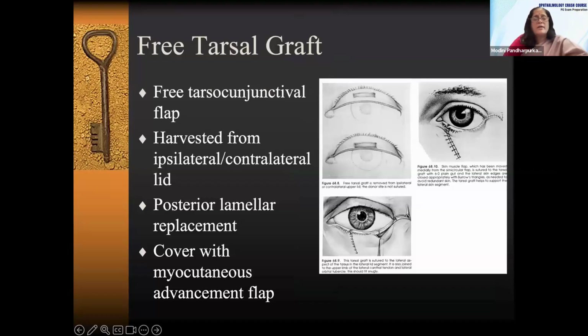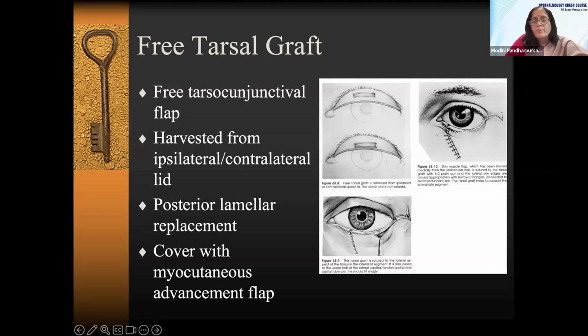Then a free tarsal graft can be harvested from the ipsilateral or the other lid. If you remember, in the beginning we talked about looking at the other lid for this reason. So we take the free tarsal graft from the upper lid, simply because it has more tarsal plate, and we take it from the place where the height of the tarsal plate is the highest. And this is used to replace the posterior lamella. Tarsoconjunctiva is actually taken, so that you get a smooth surface.